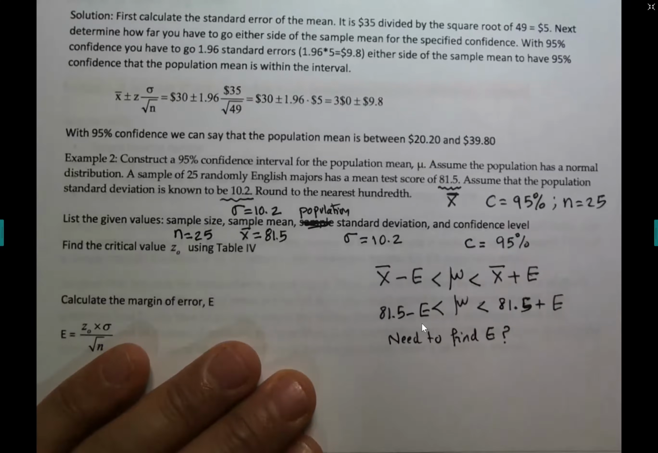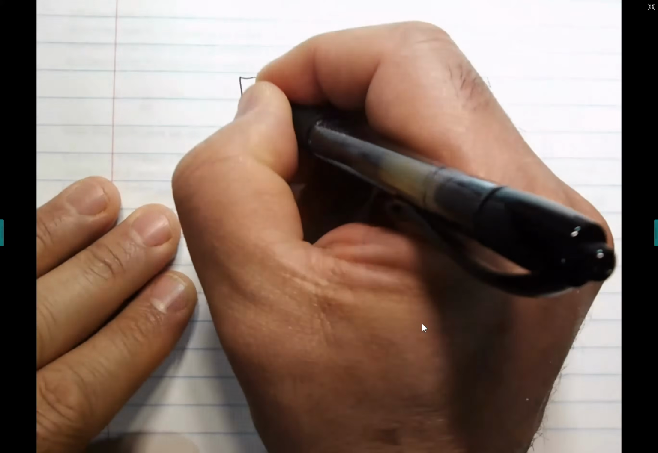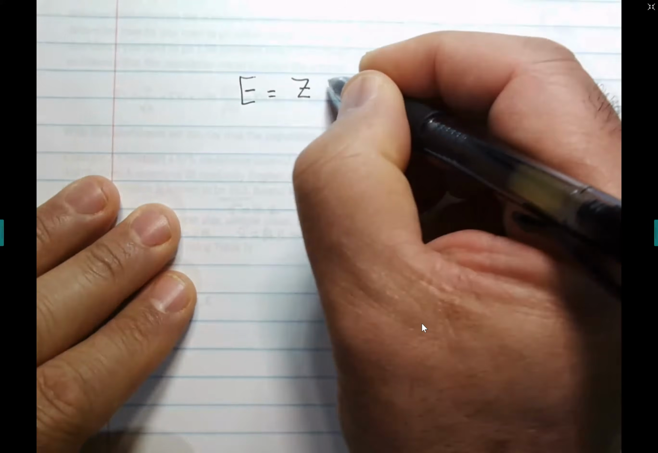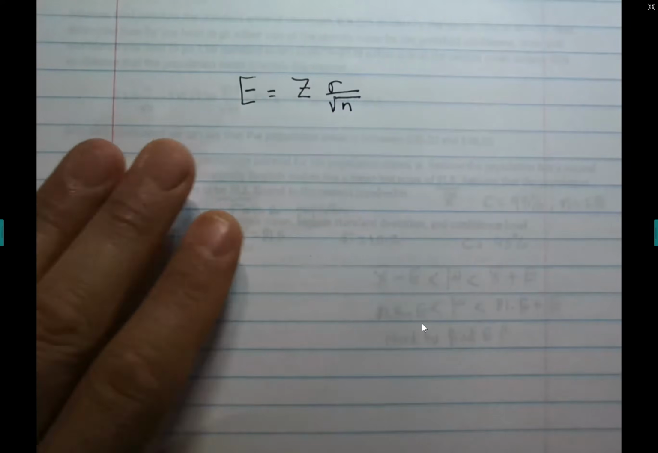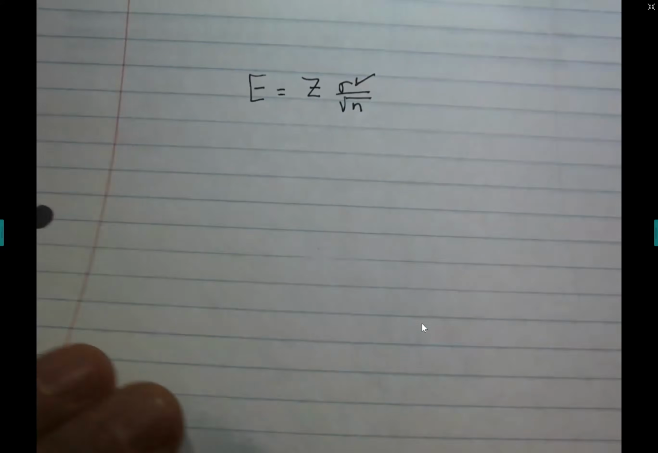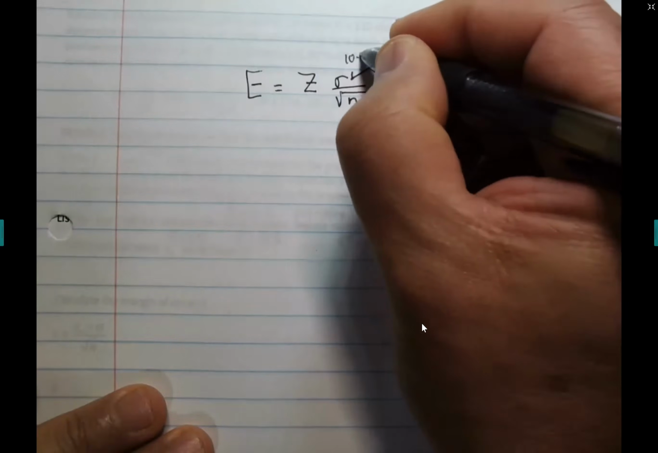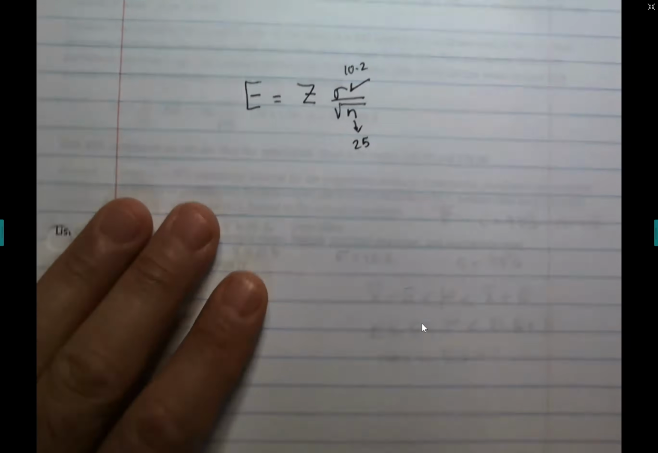And let me show you how to find E. I'm going to do it on a separate sheet of paper, and then I'll go back to the actual handout. So E, this is the formula for E. You don't need to memorize it, guys. This is the formula that we put for E. Sigma we know, which is what, guys? 10.2. N we know, which is 25. So what remains to find, guys, in order to find E?